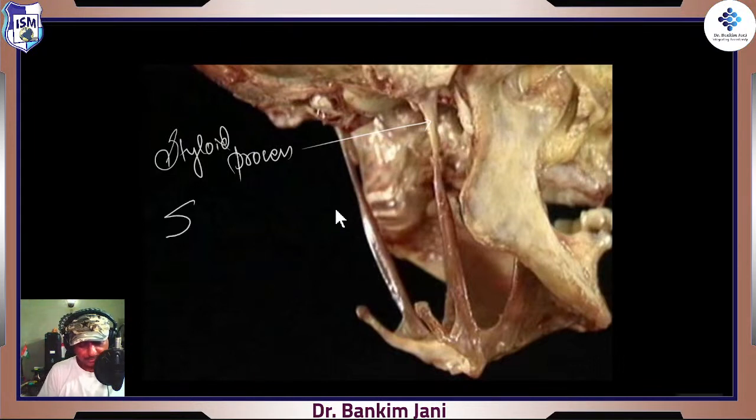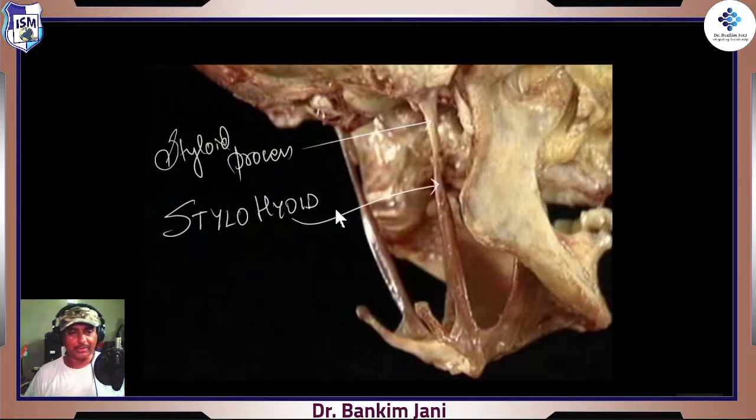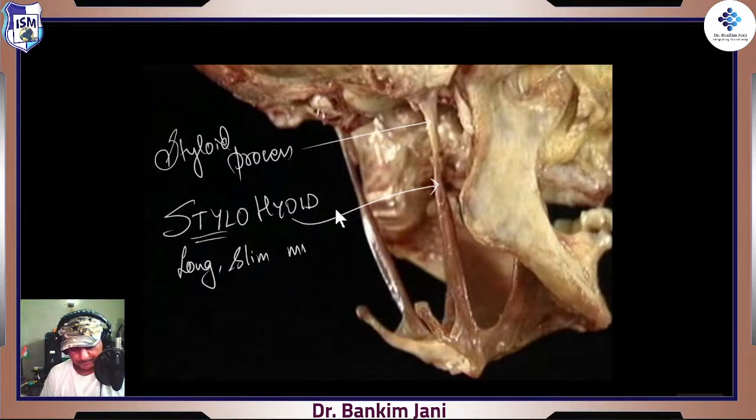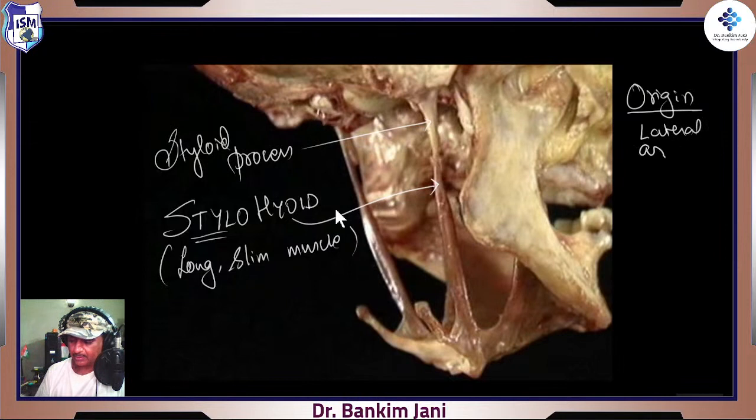So obviously the name would be stylohyoid, right? See, I told you all the names, they are very simple. This is styloid, right? So obviously this is a very stylish, long, slim muscle, right? So its origin would be, it will start all the way from the lateral aspect, right? Because everything is going out. So this is the lateral aspect of styloid, correct?